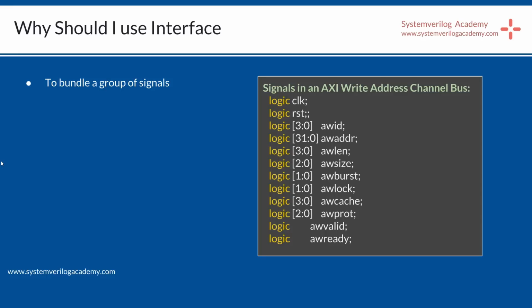SystemVerilog provides a new language construct called interface to deal with this problem. An interface is used to bundle a group of wires or signals and to manage their connectivity, synchronization, and optionally, the functionality of the communication between 2 or more blocks.